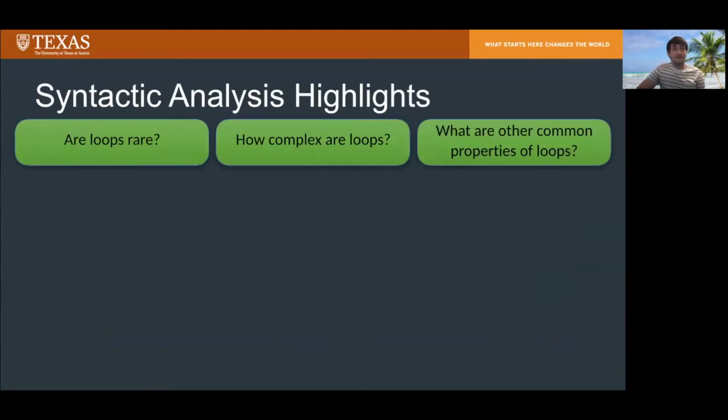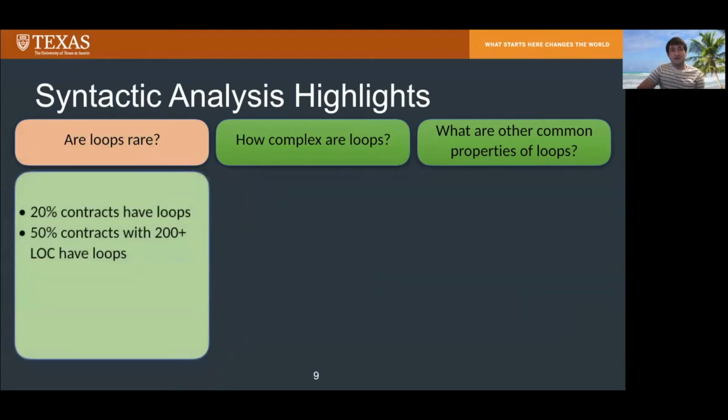So, what did we find from our syntactic analysis? Well, our goal was to answer the following three questions. One, are loops actually rare in smart contracts, as many analysis tools assume? Two, how complex are the loops that do occur in smart contracts? And three, what are other common syntactic properties of loops? So, first, are loops rare? Well, not really. 20% of smart contracts have at least one loop. Moreover, 50% of larger contracts, that is, contracts with more than 200 lines of code, have at least one loop.